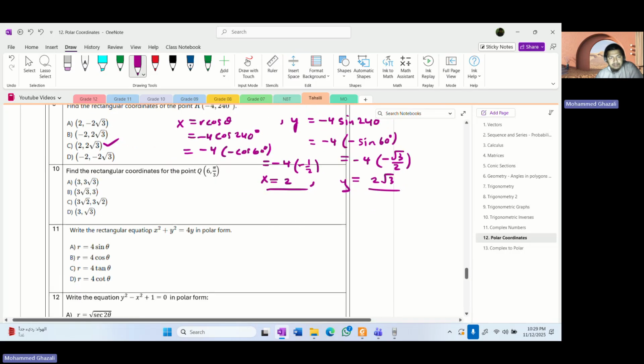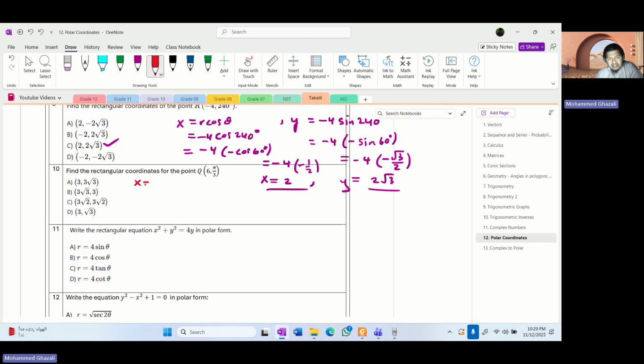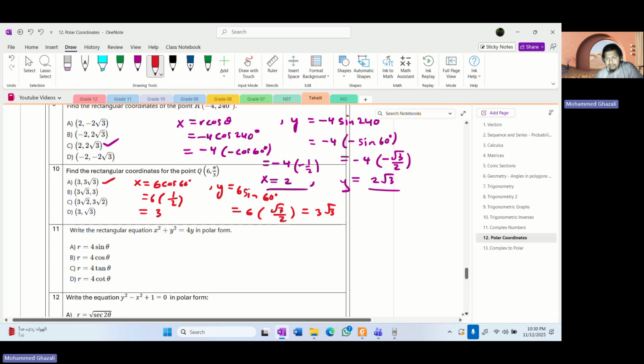Perfect. Next one. Find the rectangular coordinates for this point. Again, same story. X is equal to 6 cos pi by 3, which is 60 degrees. So 6 times half. And y equals 6 sine 60 degrees. So that is 6, sine of 60 is root 3 over 2. So 3 root 3 here for y, and 3 for x, since half of 6 is 3. 3 and 3 root 3.